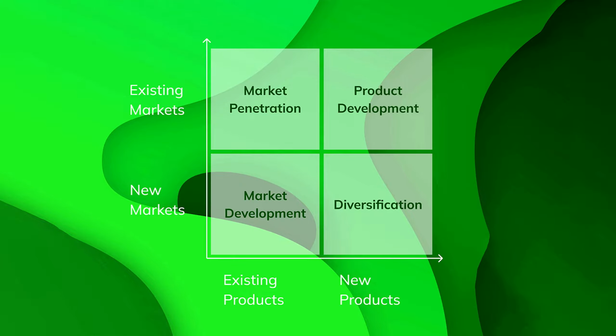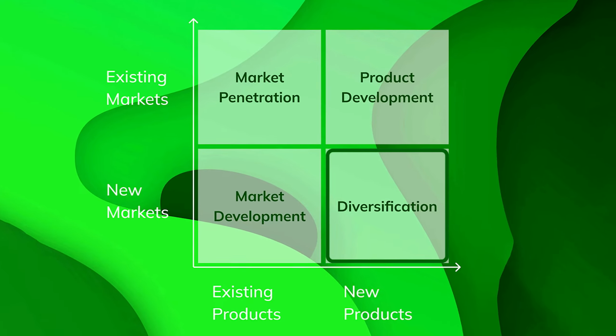In the lower right quadrant and the last one, we have diversification, and this is the most challenging and risky growth strategy as it involves both creating a new product and introducing it into a new market. Companies pursue this strategy when they identify opportunities in markets where they don't currently operate.